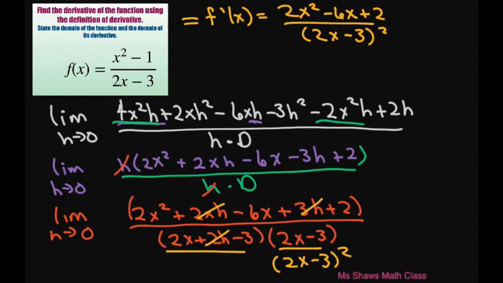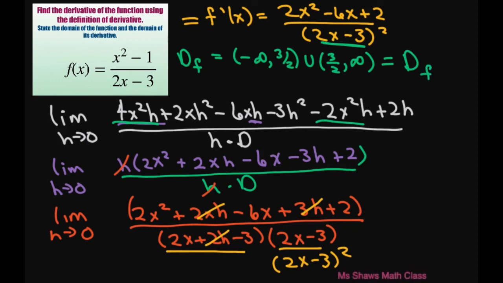Now, as you recall, our domain of f was negative infinity to 3 divided by 2, united with 3/2 to infinity. And if you look at our denominator here, it's the same thing. So this also equals our domain of our derivative.